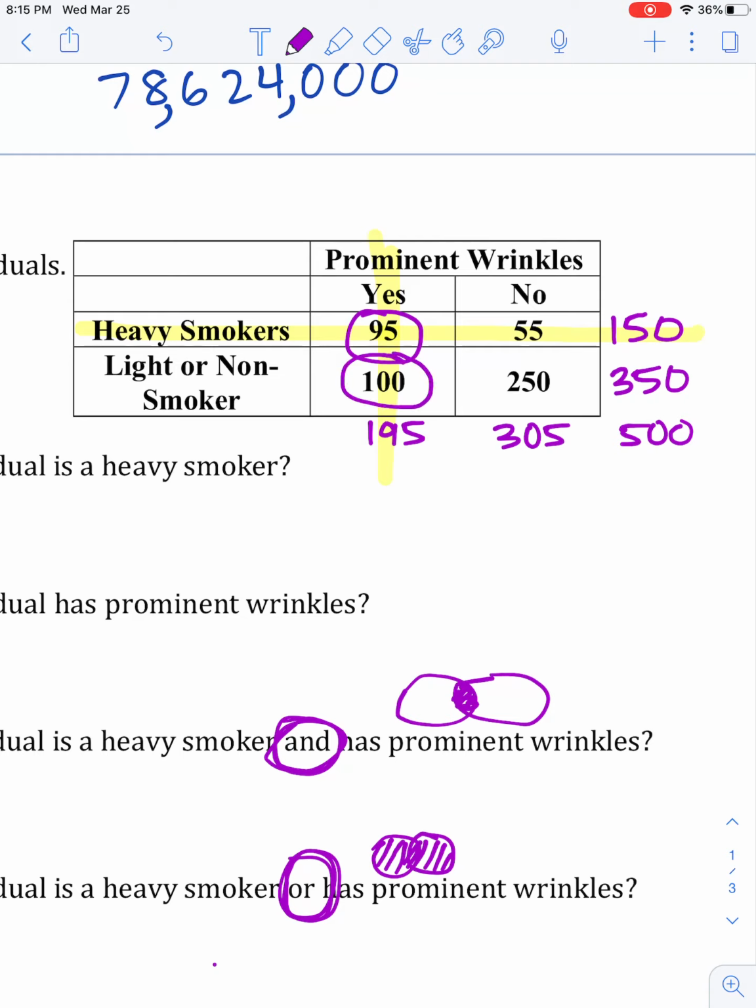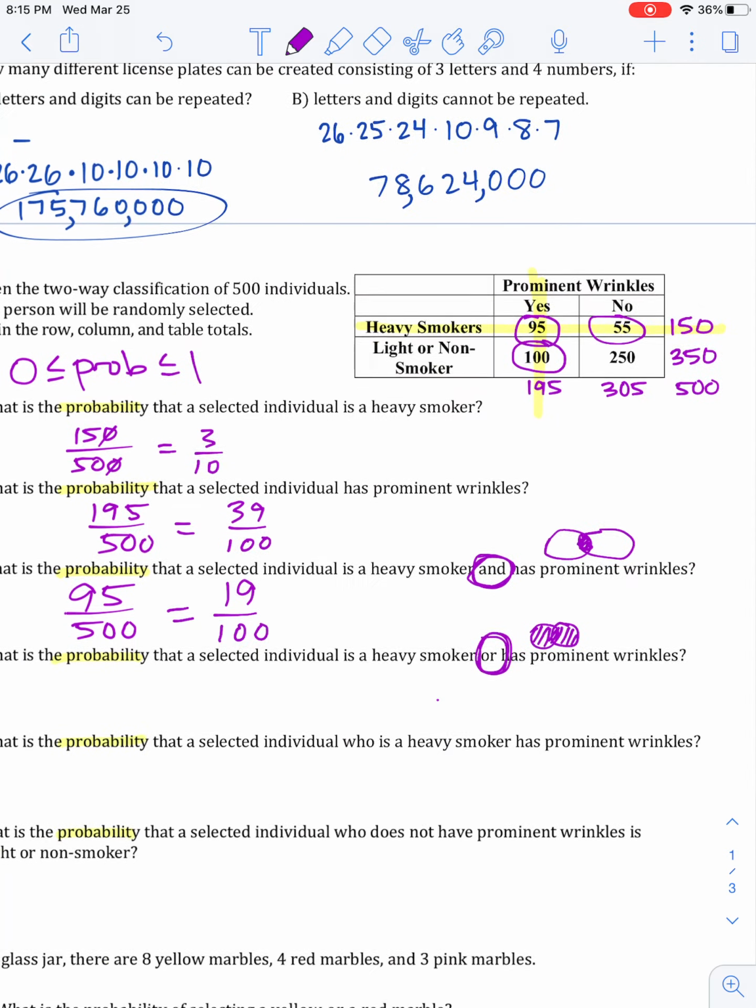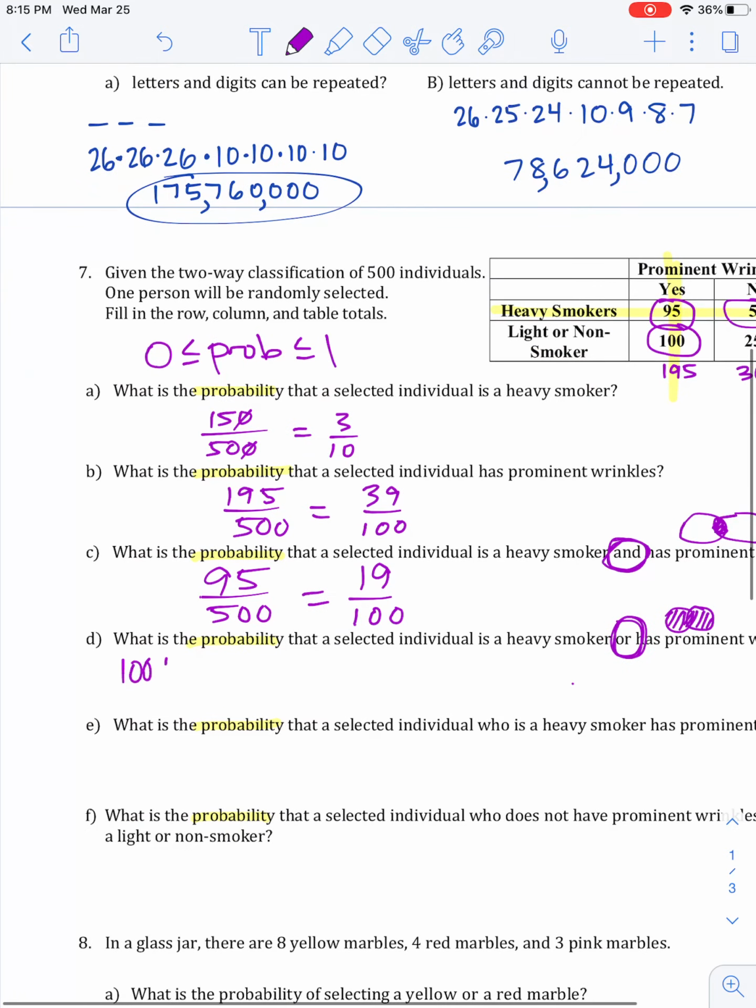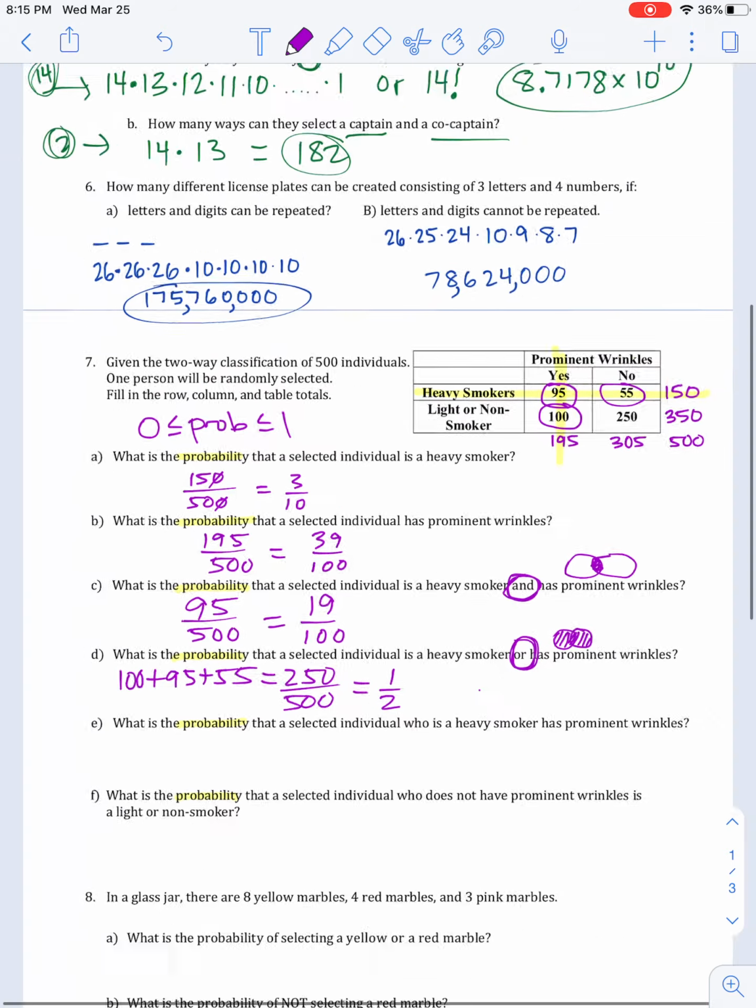So prominent wrinkles are these two numbers. Heavy smokers are these two numbers. One option is to add these three numbers together. 100 plus 95 plus 55. And the total here is 250. But remember, it's a probability. So out of 500, and that becomes 1/2.